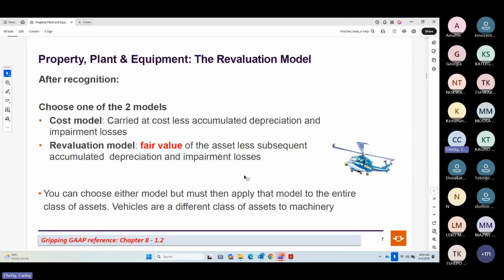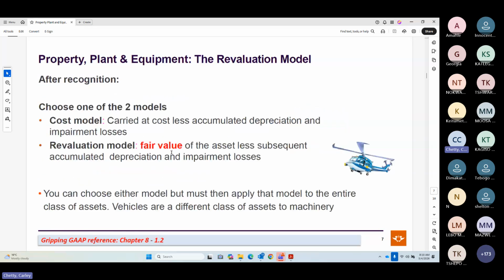So a company will have different classes of assets. For example, vehicles are a different class of assets to equipment and machinery. So for each class, you will need to decide which model to apply. You can't have some vehicles measured under the cost model and some vehicles measured under the revaluation model. The whole class of the item of PPE must be measured using the same model.